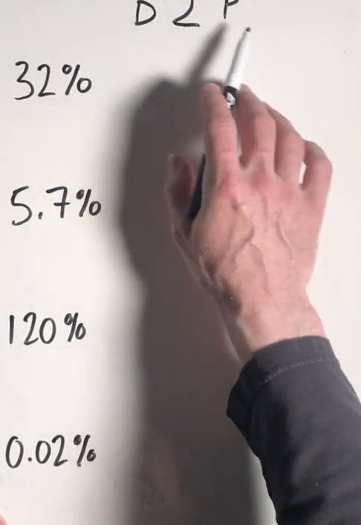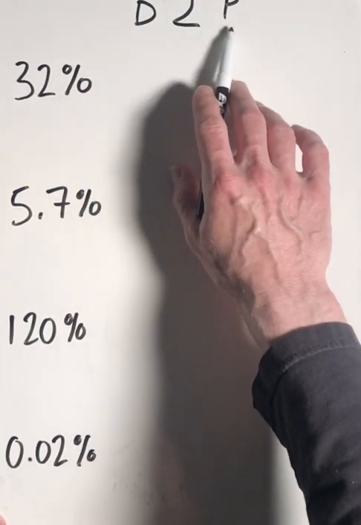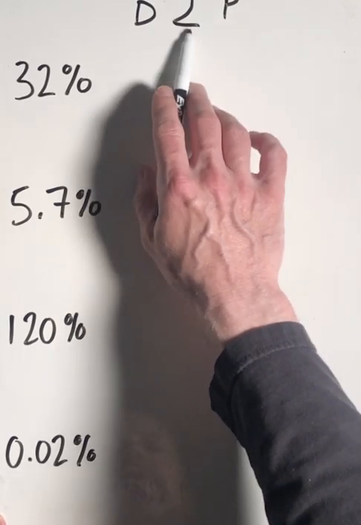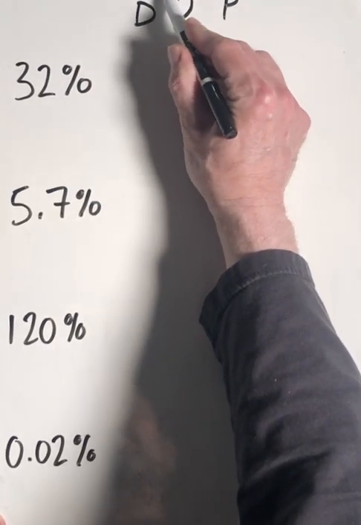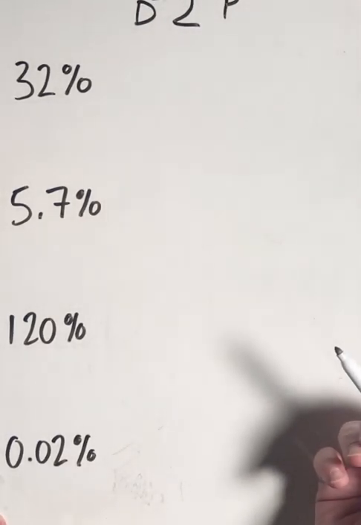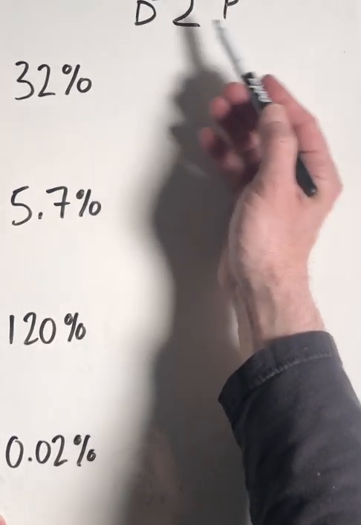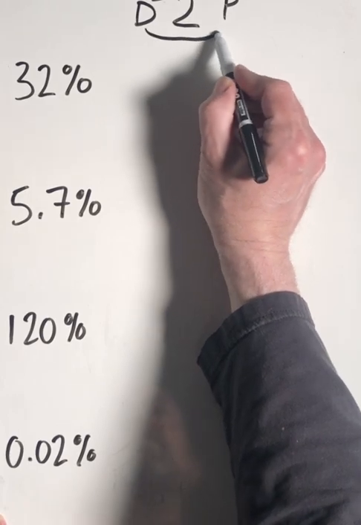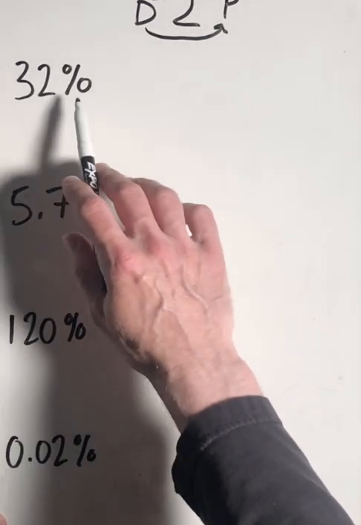And if we think about in the alphabet how decimal comes before percent, if we want to get from a percent to a decimal, we're going to move the decimal point 2 places to the left. And if we want to get from a decimal to a percent, we're going to move the decimal point 2 places to the right. So let's look at 32%.